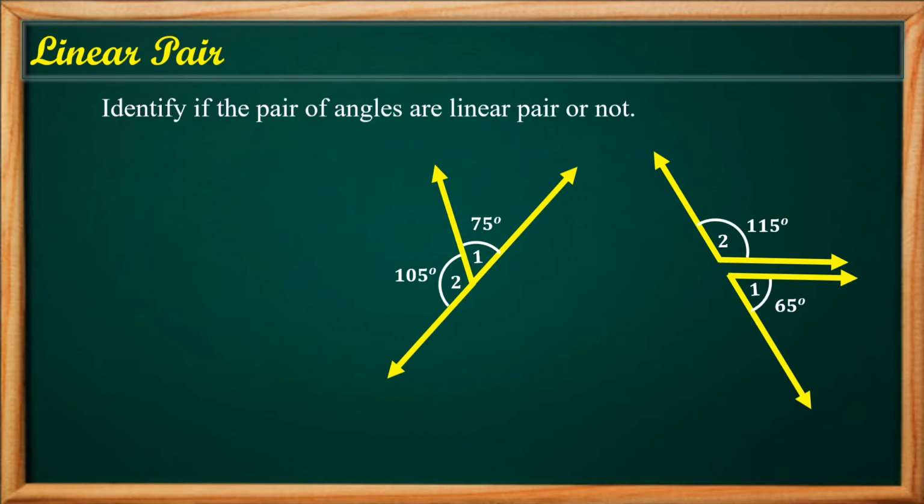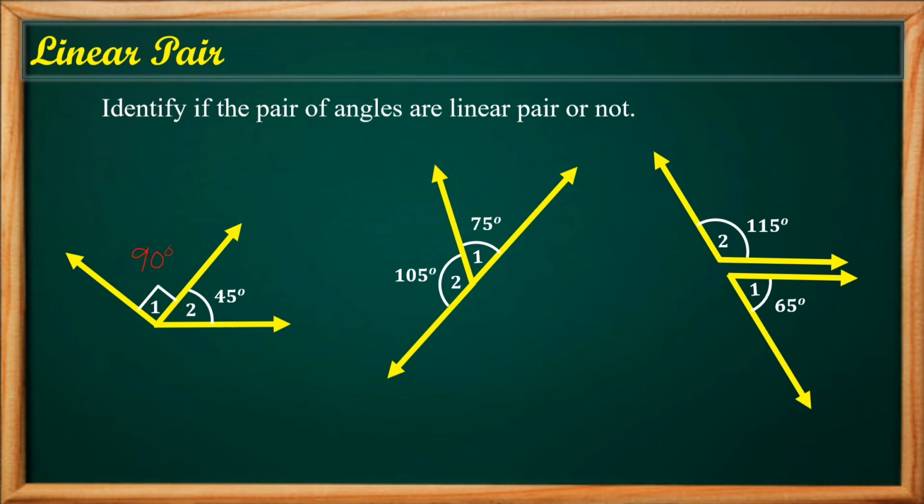Identify if the pair of angles are linear pair or not. Okay, the first figure we have here, angle 1 and angle 2. Now, if we will have this symbol, again, in the previous video, we've discussed the different kinds of angle. If you will have this figure, it means it is 90 degrees. Now, angle 1 is 90 degrees. Then this one, angle 2 is 45 degrees.